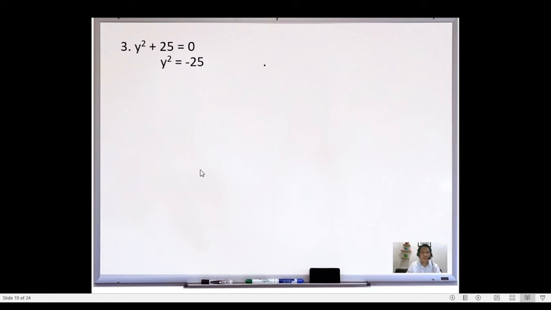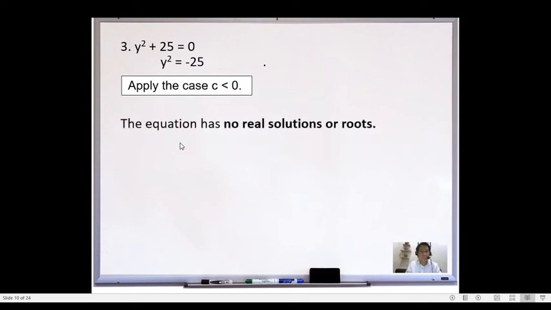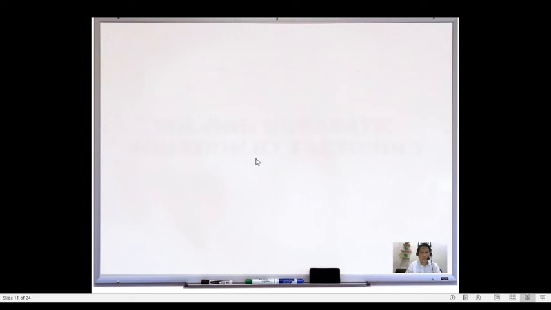The third, y squared plus 25 is equal to 0. Again, we are going to transform it into x squared is equal to c. So this will become y squared is equal to negative 25. We are going to apply the third case, and that is c is less than 0. Therefore, the equation has no real solutions or roots. So that is solving quadratic equation using extracting square root.